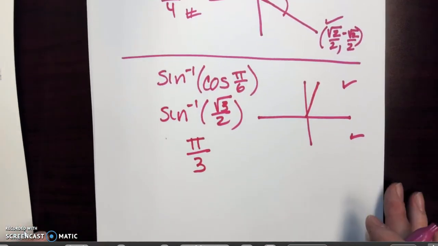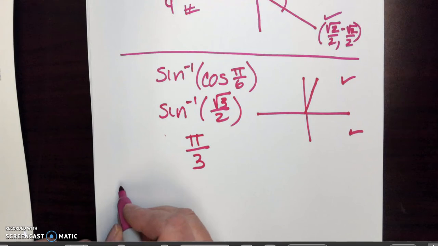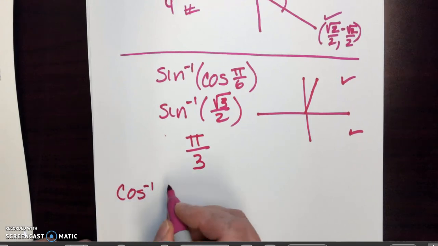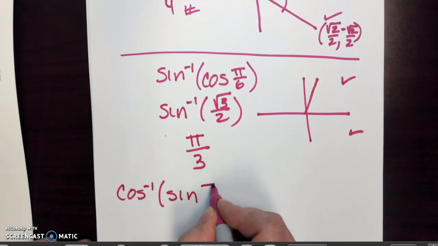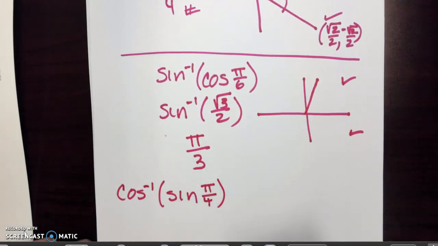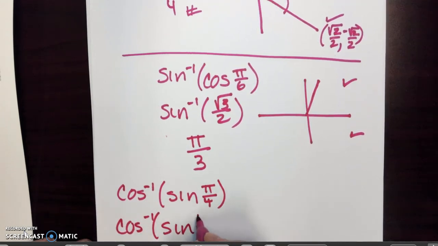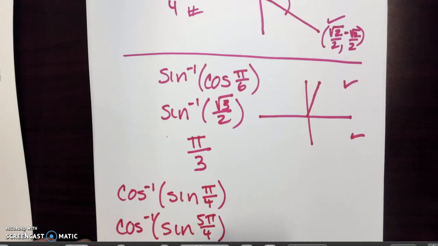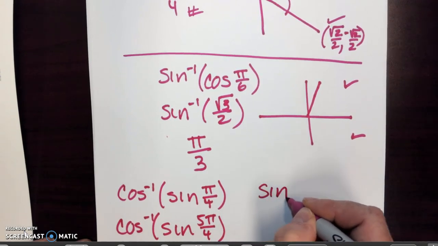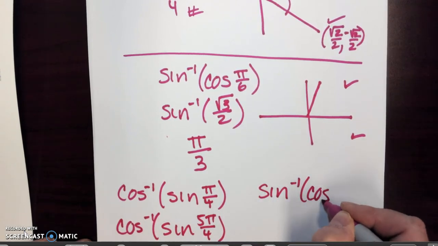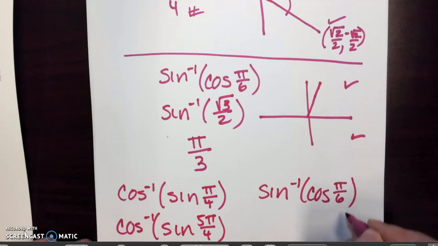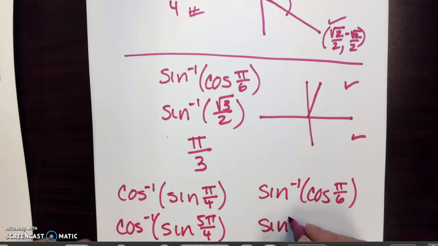So now the 4 problems I want you to do: inverse cosine of sine of pi/4, inverse cosine of sine of 5pi/4, inverse sine of cosine of pi/6, and inverse sine of cosine of 5pi/6.